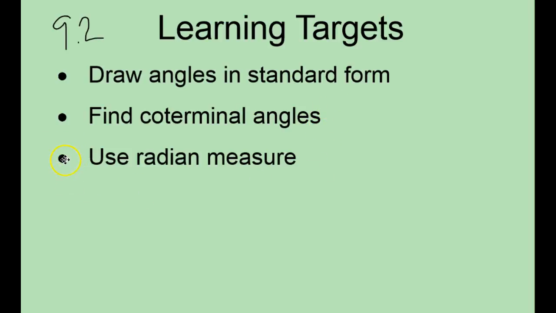And then our third learning target was using radian measure. So first we have to convert back and forth between degrees and radians. Then we can use radian measure to help us find arc lengths and areas of sectors of circles. So now that we've worked on these three learning targets, go ahead and work on your homework for 9.2.